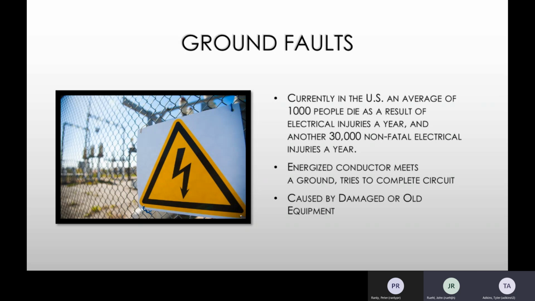So for anyone who didn't know about ground faults, they're energized conductors meeting ground. It's trying to complete the circuit. A lot of times this is caused by damaged conductors, equipment, wires, old equipment, but nicks in the insulation, faulty insulation will cause it big time. Currently in the U.S., an average of 1,000 people die as a result of electrical injuries a year, and another 30,000 suffer non-fatal electrical injuries a year.